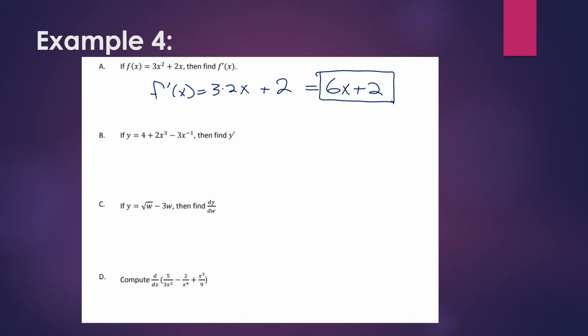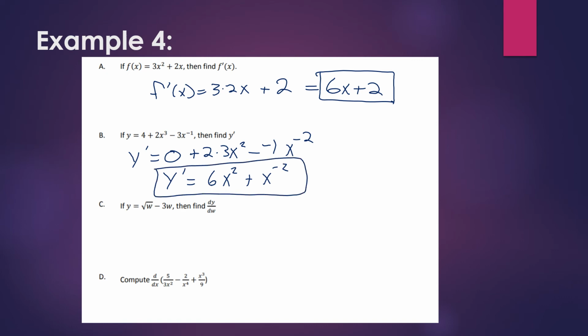For part B, they want us to find y prime when y equals 4 plus 2x cubed minus 3x to the -1. So y prime, the derivative of 4 is 0. The derivative of 2x cubed would be 2 times 3x squared minus the derivative of 3x to the -1. So that -1 is going to come down, x to the -2. So y prime is going to equal 6x squared plus x to the -2.